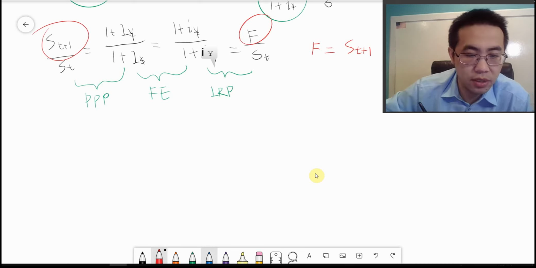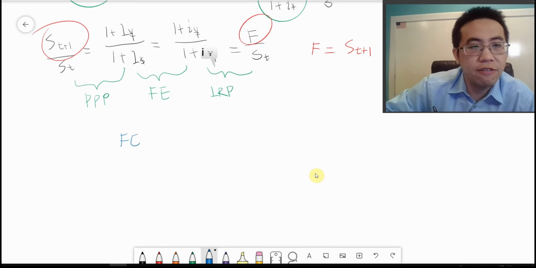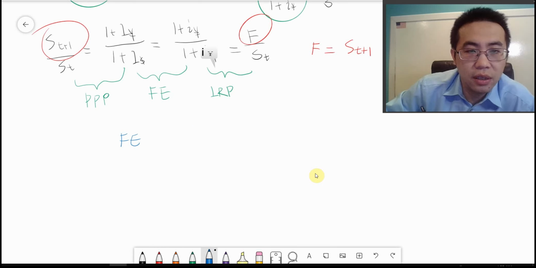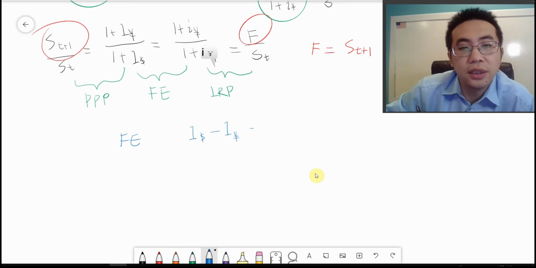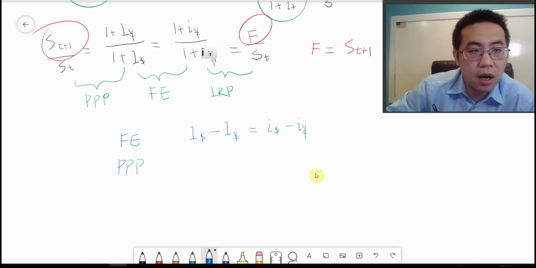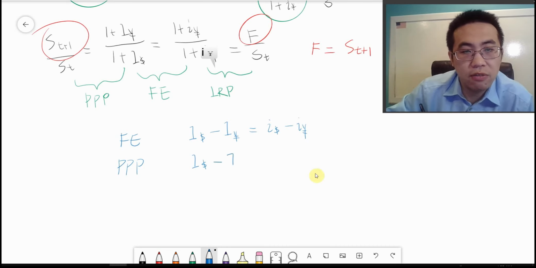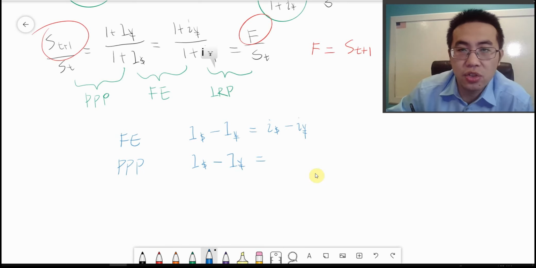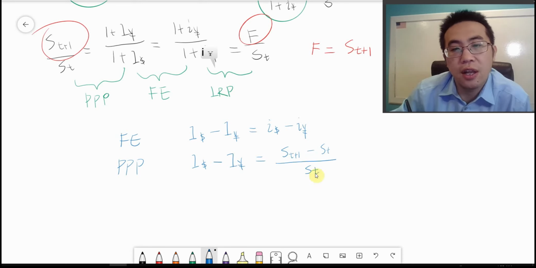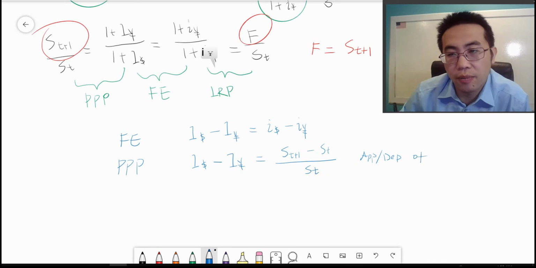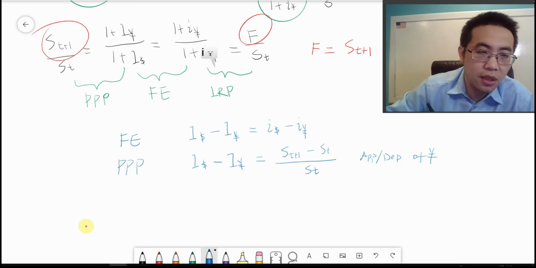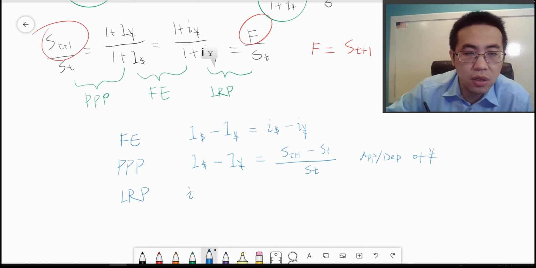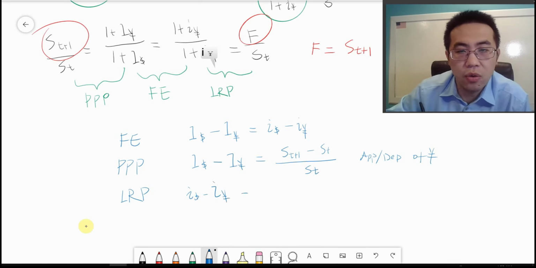In this textbook, there are also some other formats of these parity relationships. For example, let me use a different color here. In the Fisher effect, people would say the inflation difference is the interest difference. In purchasing power parity, we say the inflation difference is the change of an exchange rate, which is S_T minus S_0 over S_0, the appreciation or depreciation of the foreign currency, the yen. And under interest rate parity, the interest difference would be the forward premium.